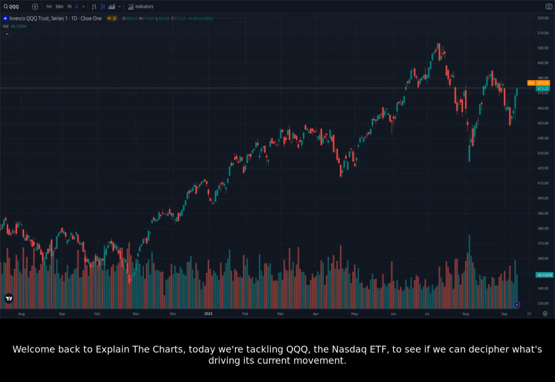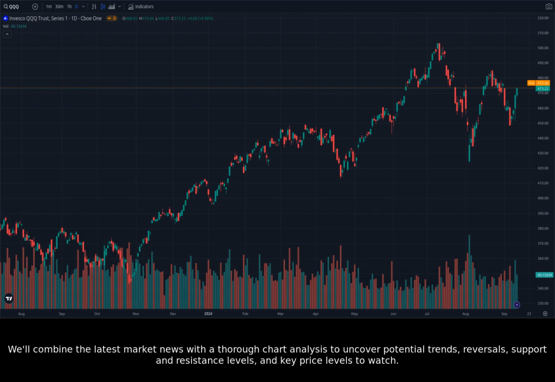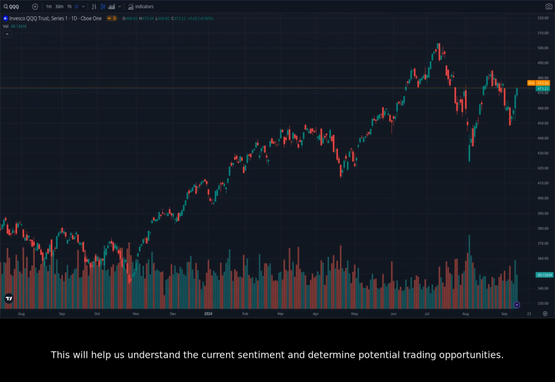Today we're tackling QQQ, the Nasdaq ETF, to see if we can decipher what's driving its current movement. We'll combine the latest market news with a thorough chart analysis to uncover potential trends, reversals, support and resistance levels, and key price levels to watch. This will help us understand the current sentiment and determine potential trading opportunities.